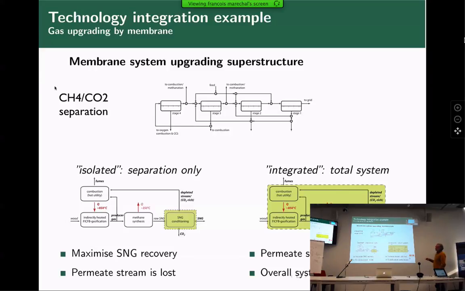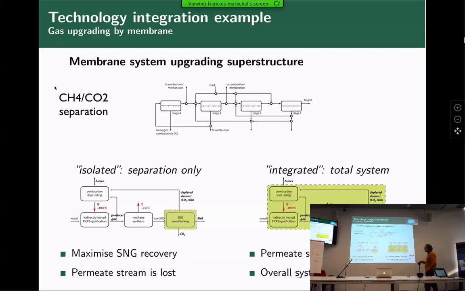There are two different ways of doing it. The first one is to say, okay, I would like to maximize the methane recovery in my system, so I would like to have most of my product available as a product. And the other one is to say, okay, I would like to have an integrated version, mainly because some of the depleted flows, which are here, can be used as a heat source for my process. And if I'm using this as a heat source, it means that I will have less to take from the syngas, which means that I will have a bigger flow here.